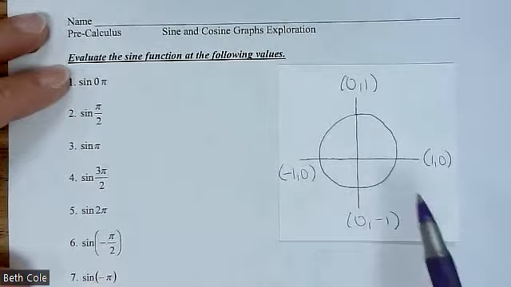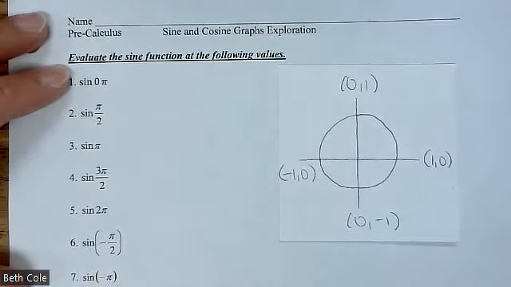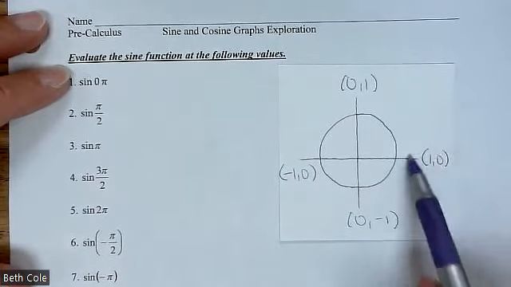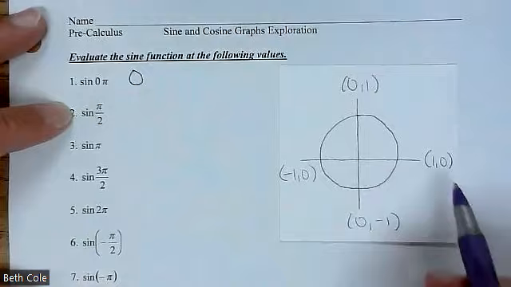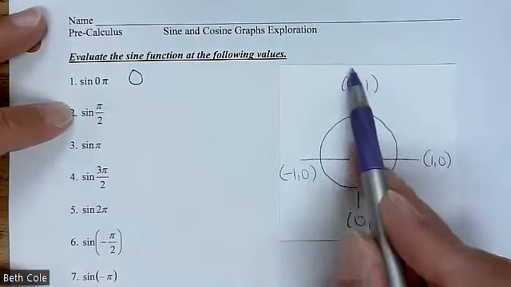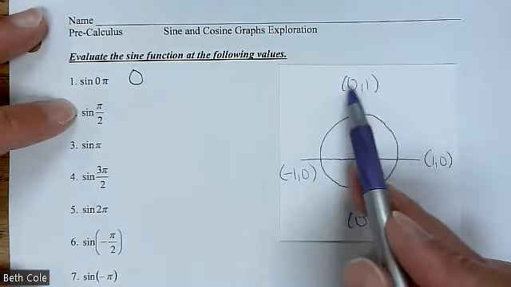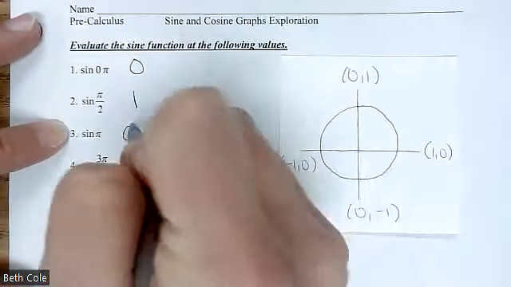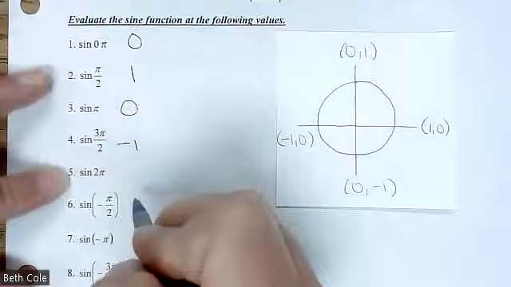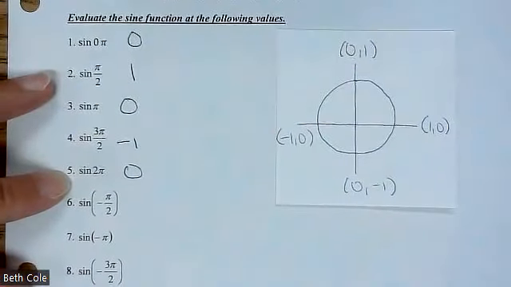So sine of 0 pi, which one of these is 0 pi? To the right. Okay, this one. What's the y value for this point? 0. Perfect. Now we're just going to go around the circle. Pi over 2 is up here. That's this point. What's the y value? 1. How about the next one? 0, -1. Then you're back where you started.